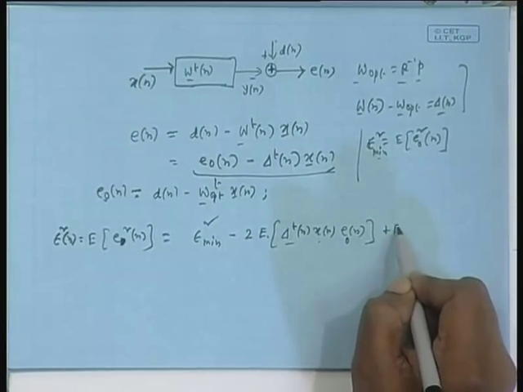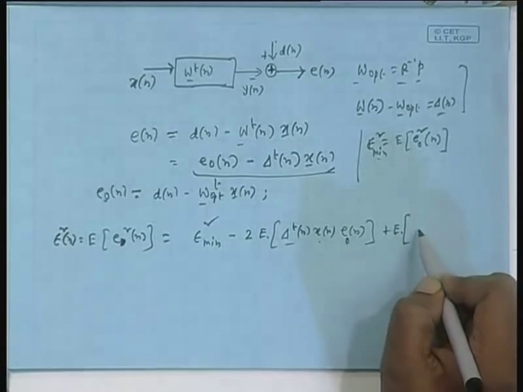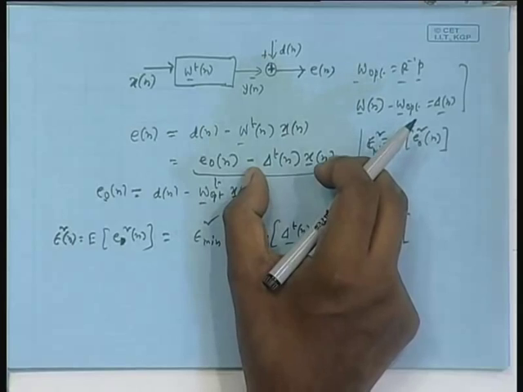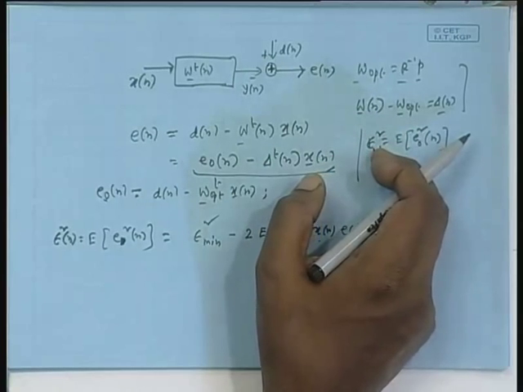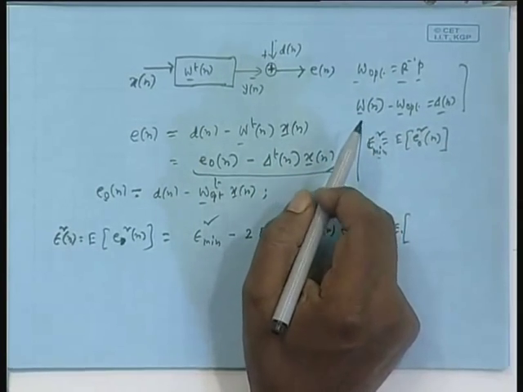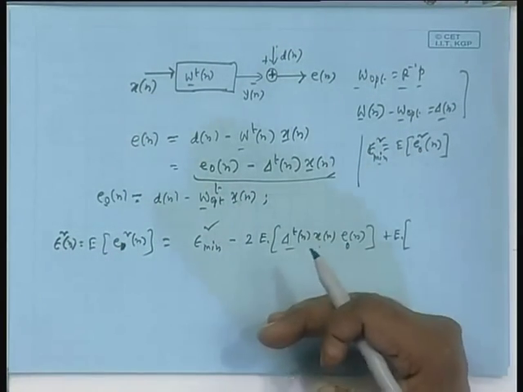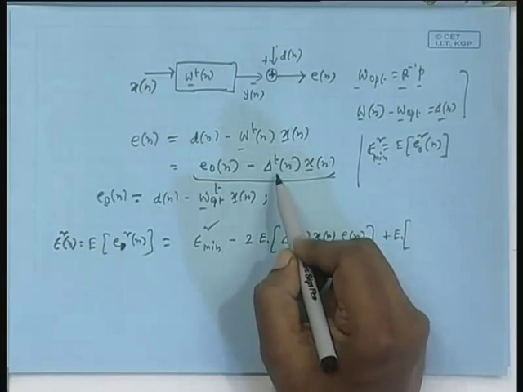Plus E of this quantity, square up this quantity. This squaring up means I can repeat it. And why repeat? The transpose of a scalar is the same as the scalar. So, I can repeat this. I am not showing those steps, just hear me out. I have to square it up.